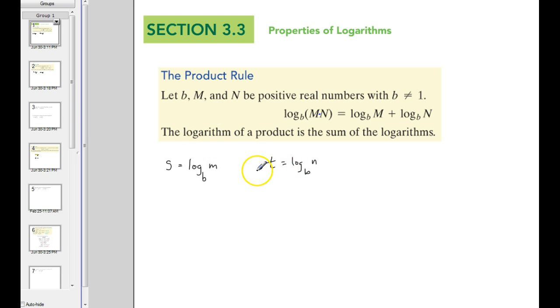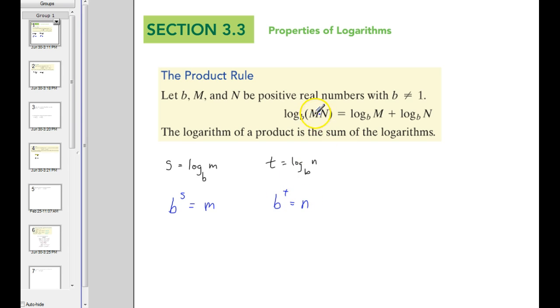And you're going to see it all is just based on the definition of logarithm and that transformation from logarithm to exponents, and then it's just properties of exponents. So I've got s equals the log base b of m and t equals the log base b of n. The first thing I'm going to do is just rewrite these in their exponential form. Alright, and now I have b to the s equals m and b to the t equals n.